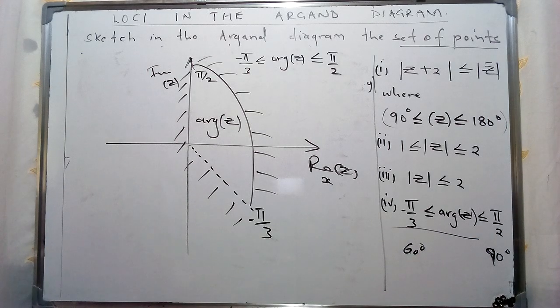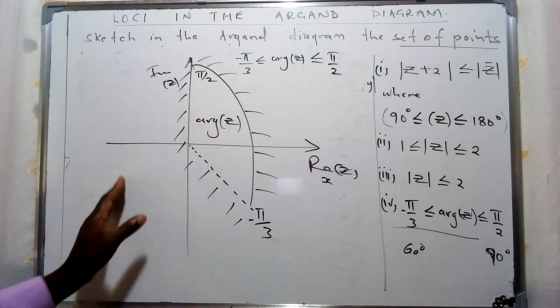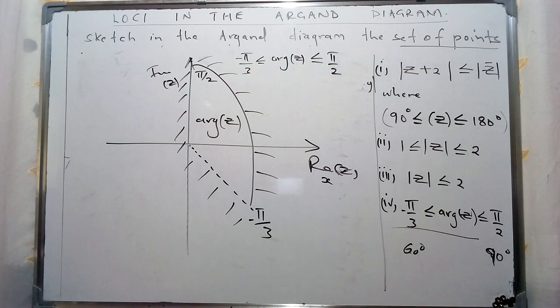So that's going to be forming our final bit of this specific discussion on the concept of Loci in the Argand diagram. And we're going to come across various ranges of examples which are going to assist us in evaluating other problem sets which we are going to come across.